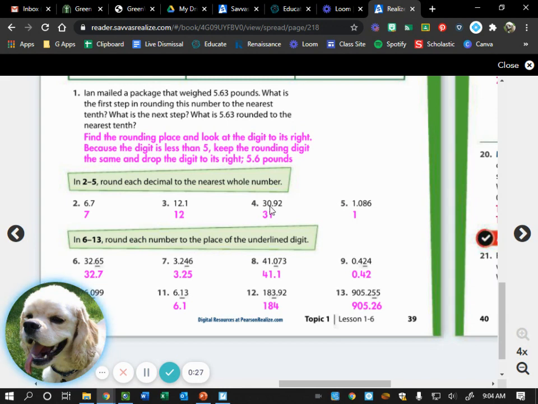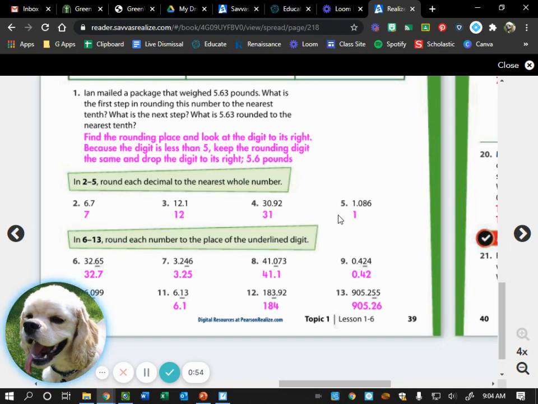So we would have underlined our 0, looked next door. Next door we have a 9. That 9 is 5 or greater, so we would add 1 to that 0, which would make it 1. Everything before would stay the same, so the 3 would stay the same. Everything after the 0 becomes zeros. So if you wrote 31.00, that would work. Or if you just wrote 31, that would also work.